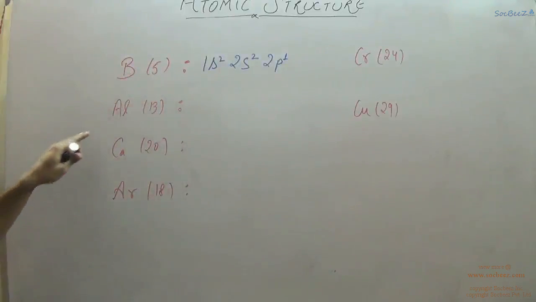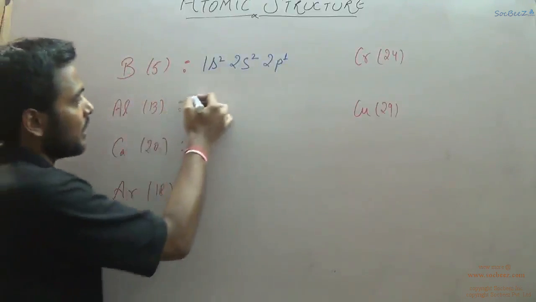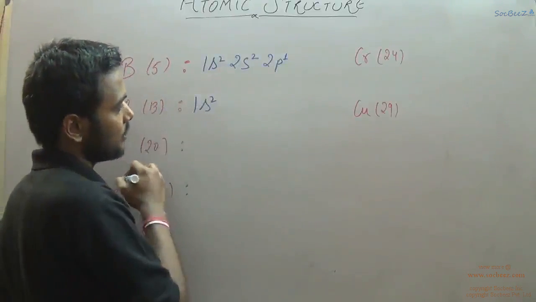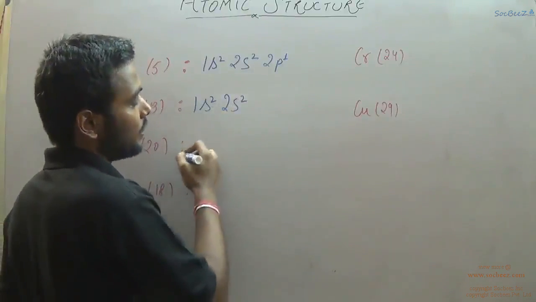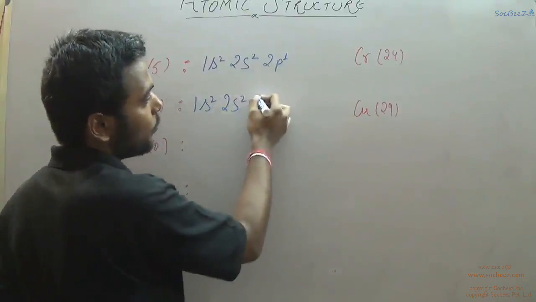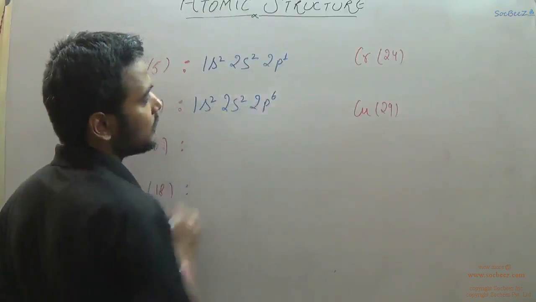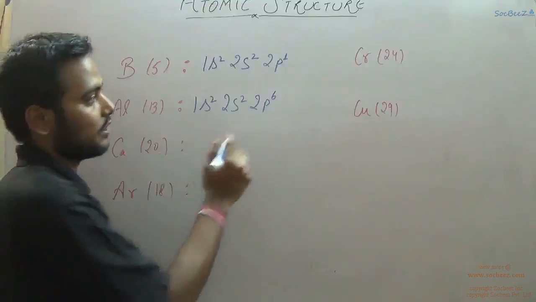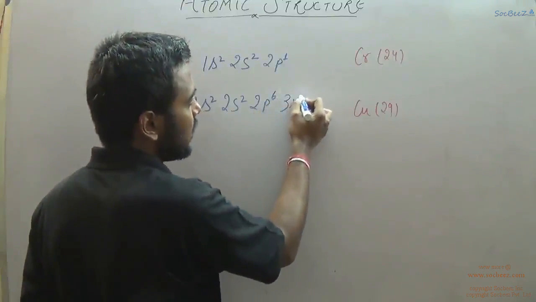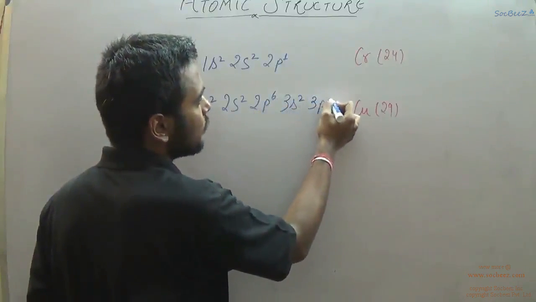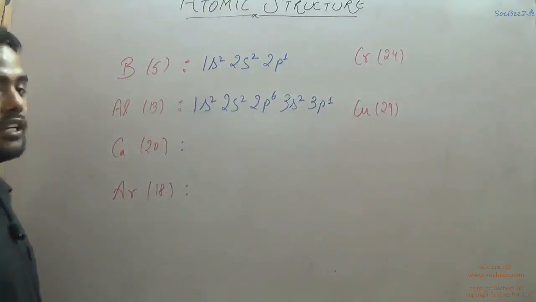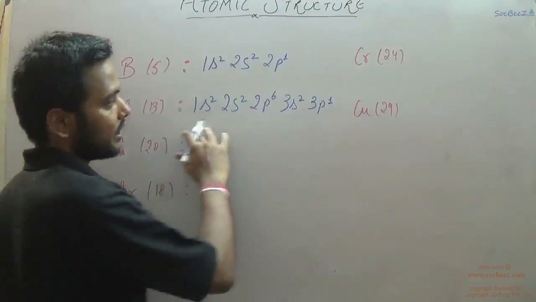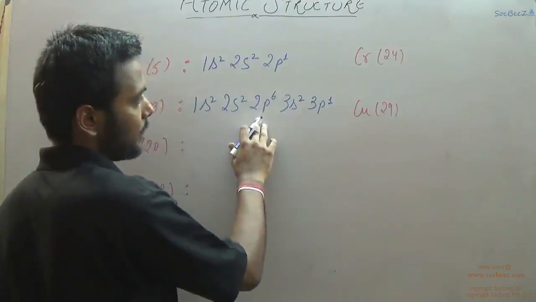In case of aluminium, there are 13 electrons. So the first electron goes to 1s, the second also goes to 1s. The next 2 electrons go to 2s. The next 6 electrons go to 2p. Now there are 10, still 3 left. The next 2 electrons go to 3s, and the final electron goes to 3p. So this is the electronic configuration for aluminium.